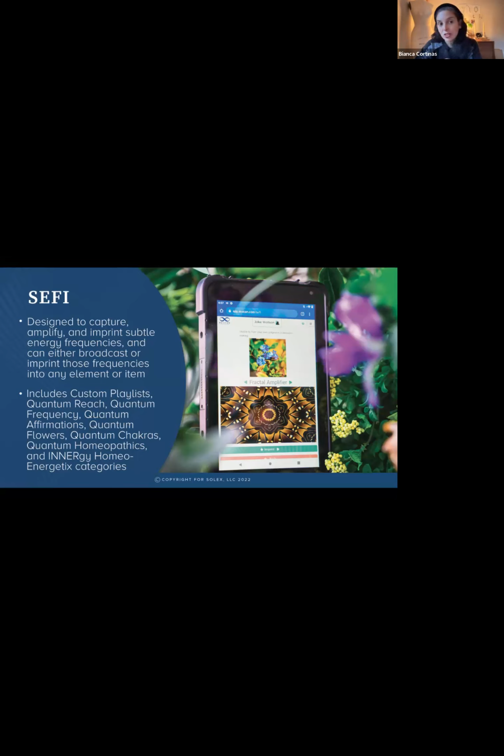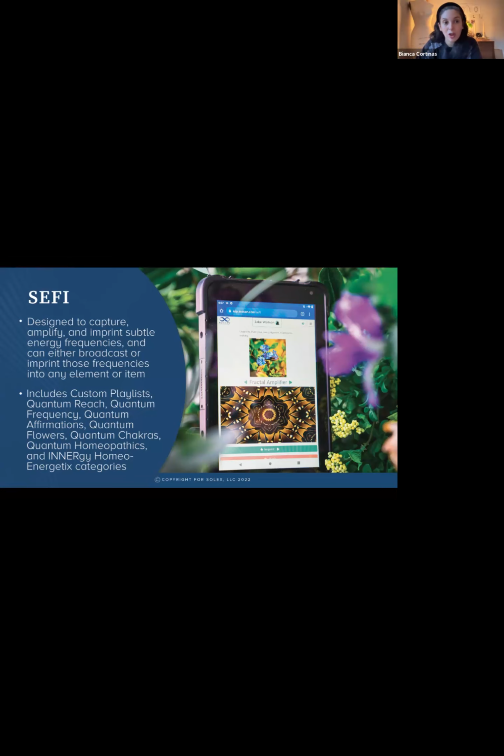Then there's quantum affirmations, which are frequencies of affirmations, like abundance, wealth, health, prosperity, stamina. There's a bunch of them, and you can also scan for those too, which is pretty cool. The quantum flowers are all based on Bach remedies, or the Bach flower essences. Correct me if I'm wrong, whoever is listening to this. It's a frequency that you can imprint into things, so you can imprint the flower essences into stuff.